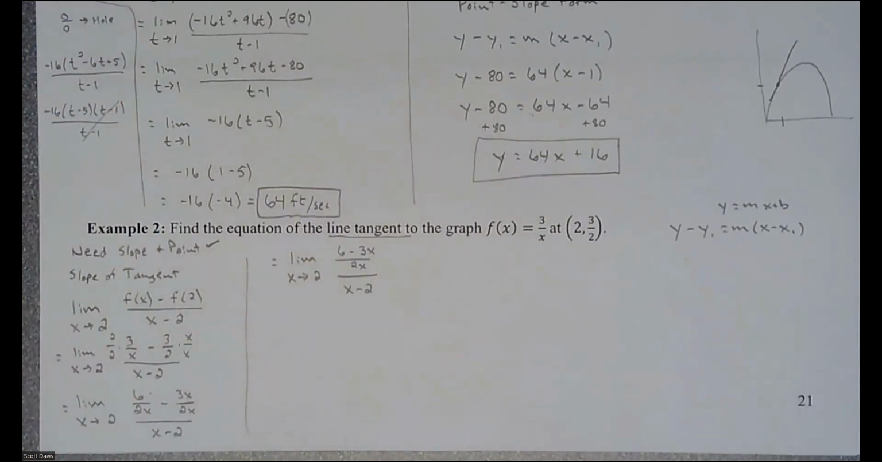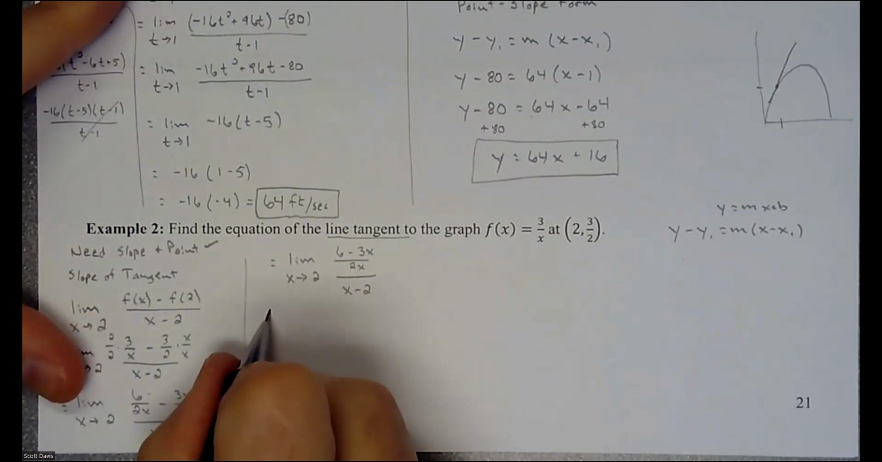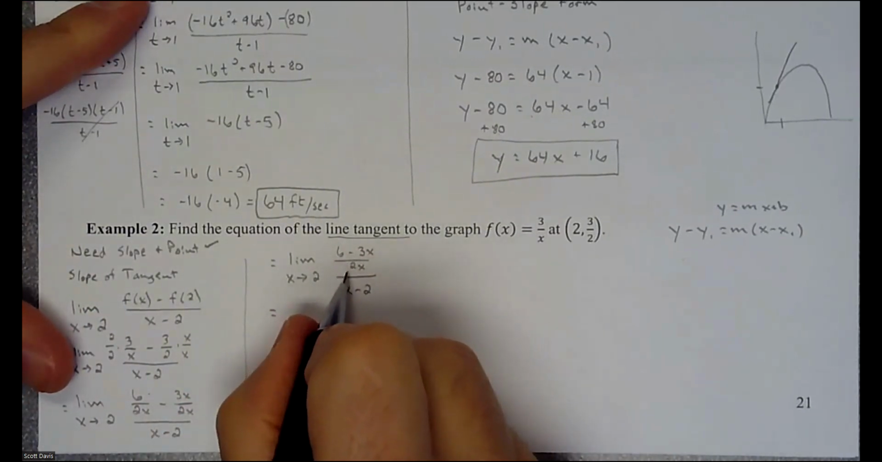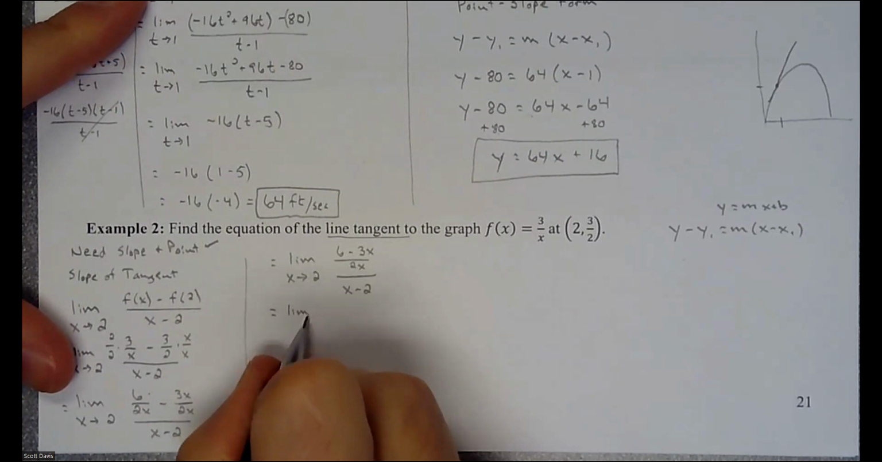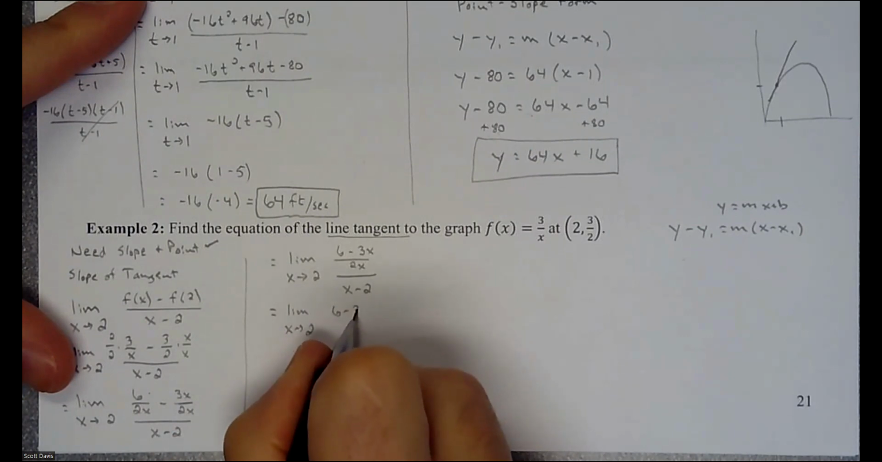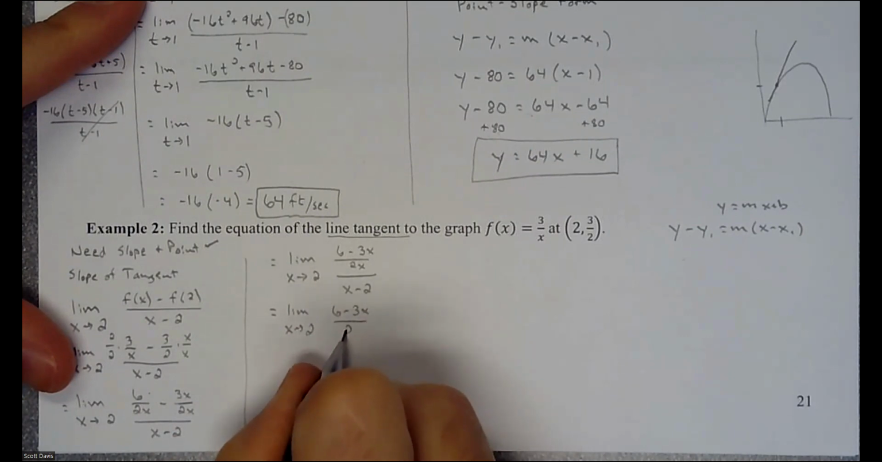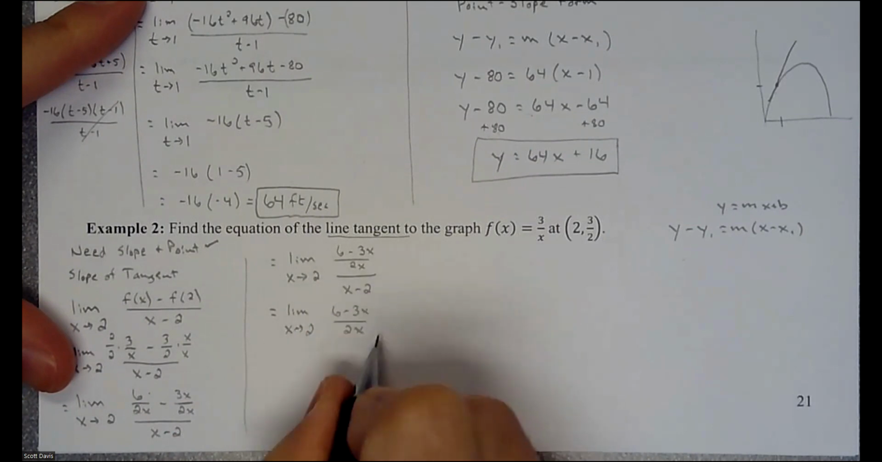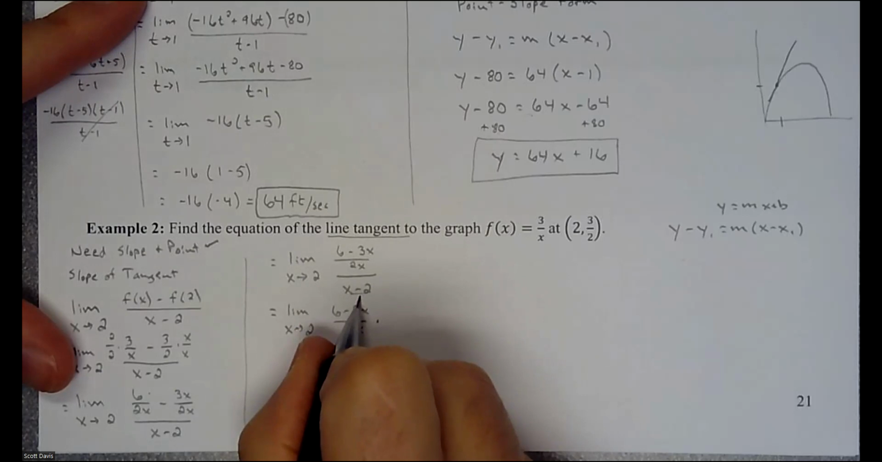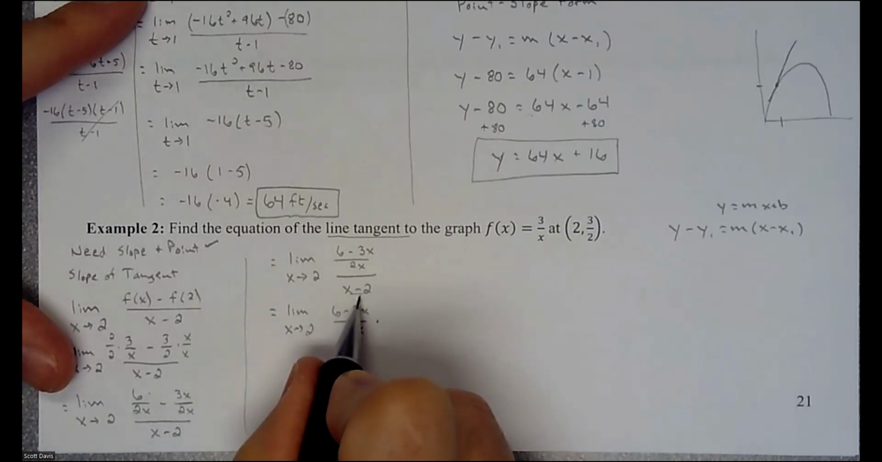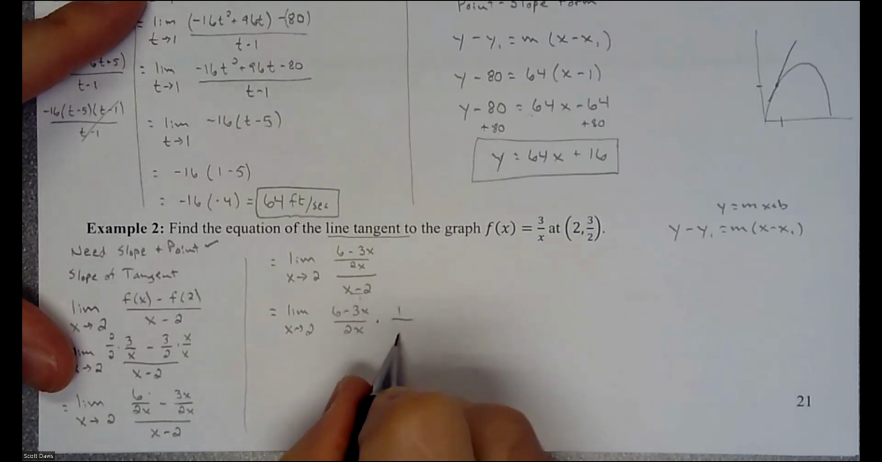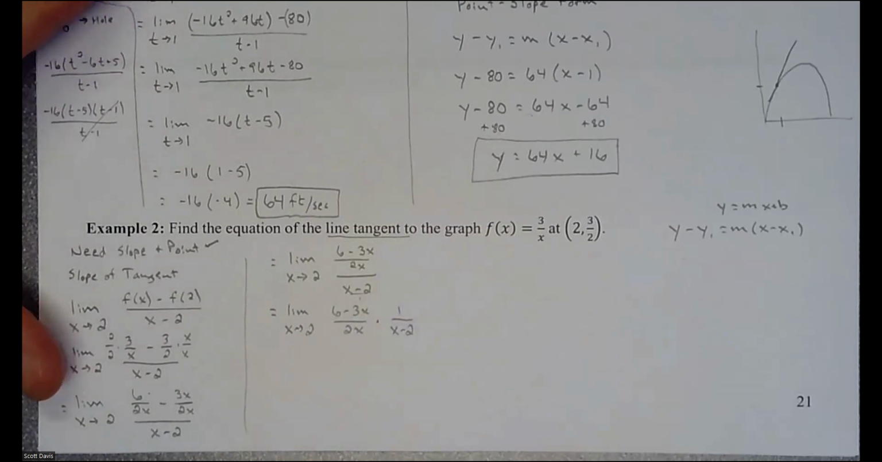All right, kind of a mess. But what we do here is we're going to be looking to simplify this. So we're going to take this fraction, the limit as x approaches 2, and this fraction, 6 minus 3x over 2. And instead of dividing by this, let's make this a fraction. Instead of dividing by x over 2, we're going to be multiplying by its reciprocal, x minus 2.